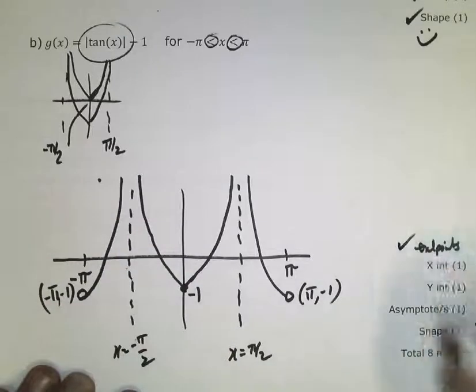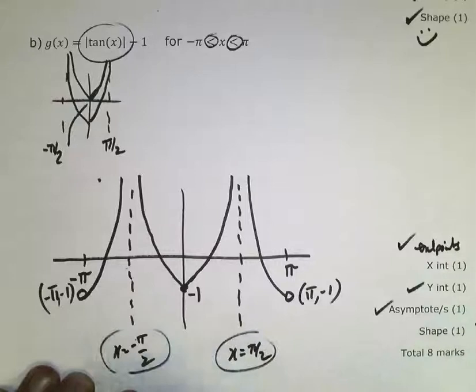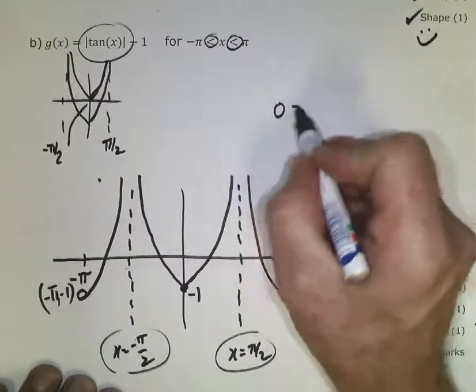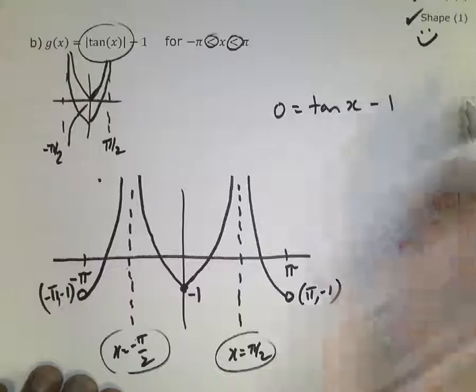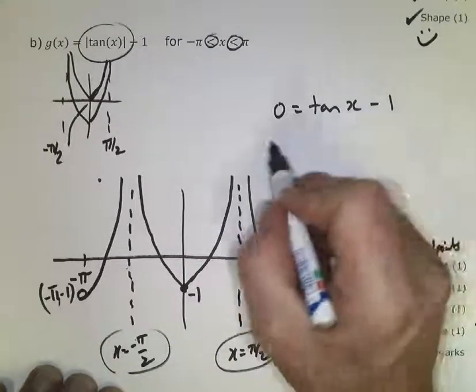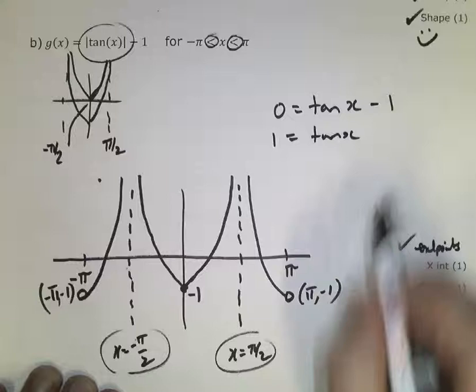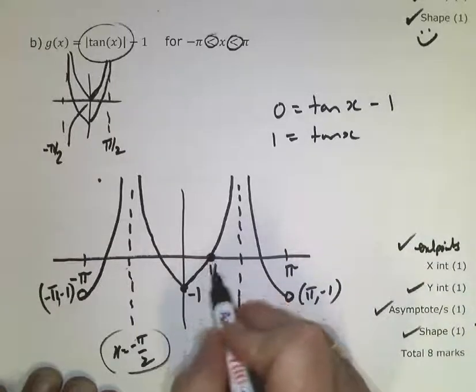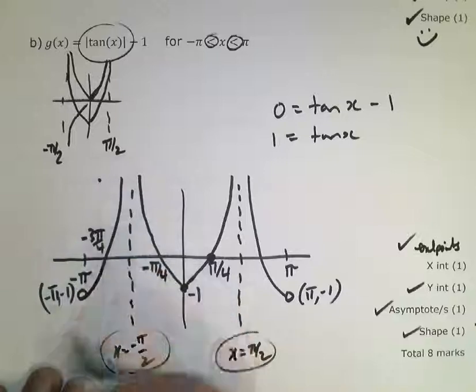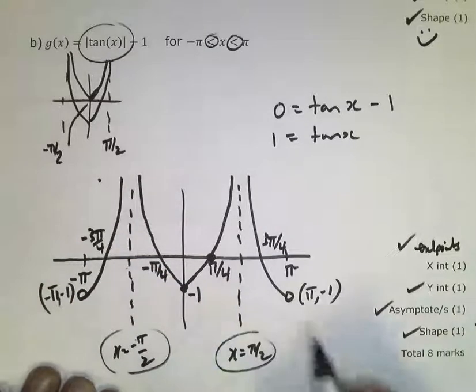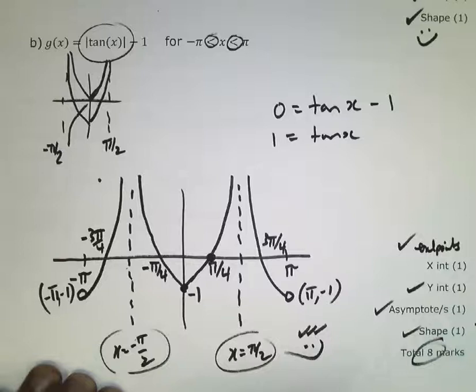I've done my endpoints, x-intercepts I haven't done, I've got my y-intercept, I've labelled my asymptote with the equations, I've got the perfect shape, I'm looking for the x-intercepts. So 0 equals the tan of x minus 1, which will be this one here, and where does tan of x equal 1, and it's pi on 4, and that makes sense because they're dead middle, so pi on 4, minus pi on 4, minus 3 pi on 4, 3 pi on 4, and I like that graph. 8 out of 8.